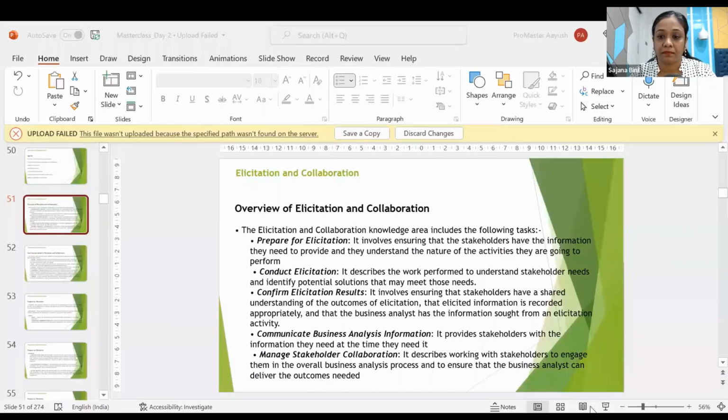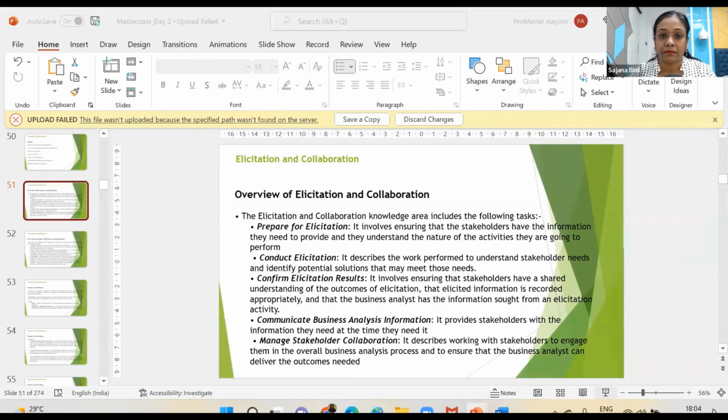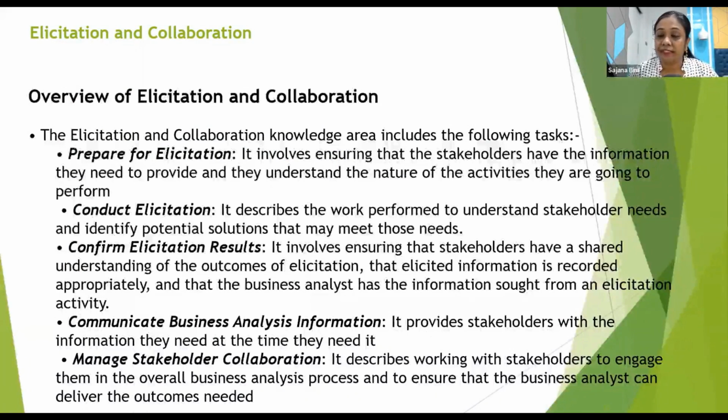Let me quickly share my screen. So this is an overview of the elicitation and collaboration chapter in BA Box. This is chapter number 4, guys, elicitation and collaboration. Now, the first question that you must be having in your head is, in very common terms, we call this requirements gathering, and why does BA Box refer to it as elicitation?